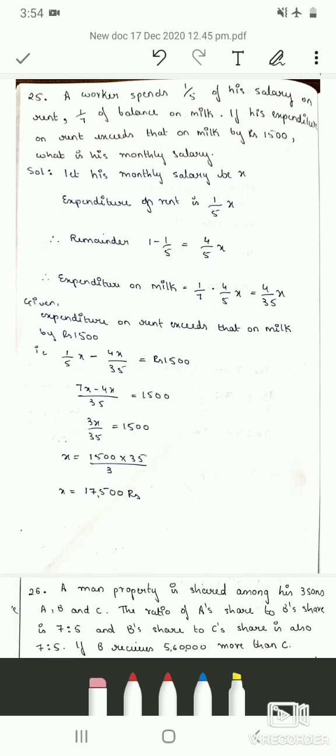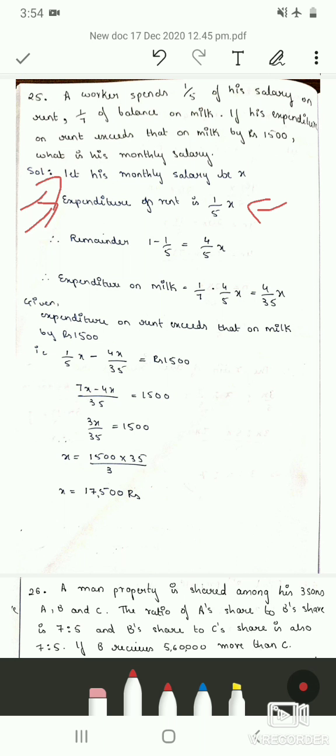So the next question is, a worker spends 1/5 of his salary on rent, 1/7 of the balance on milk. If his expenditure on rent exceeds that on milk by rupees 1500, what is his monthly salary? So let's understand the solution step by step. First let us consider the man's monthly salary to be x. What they have given us, he spends 1/5 of his salary on rent. So the expenditure on rent is 1 by 5x.